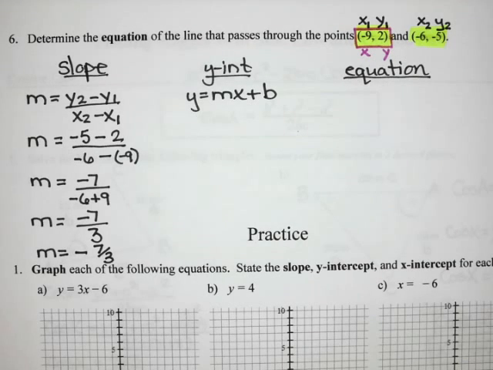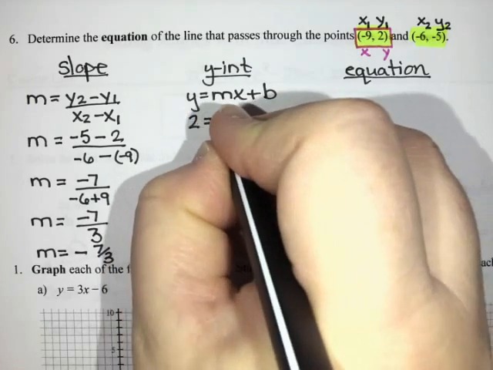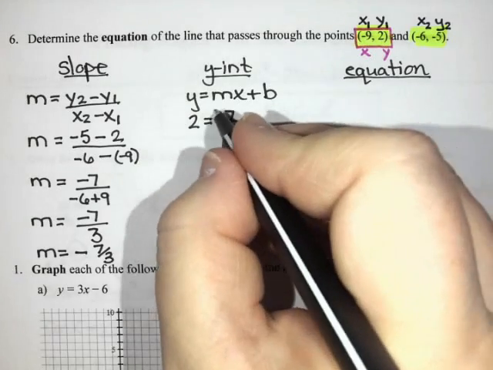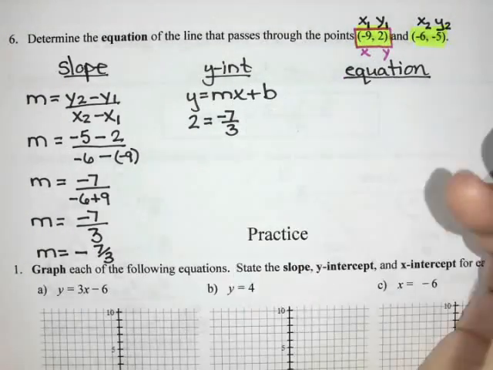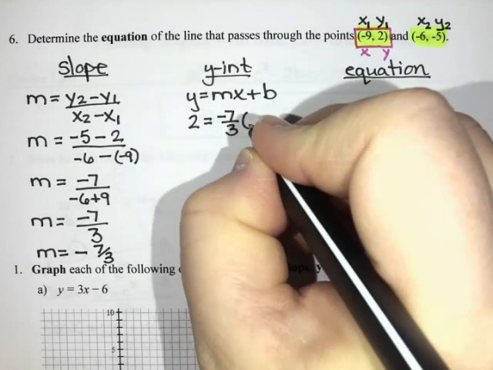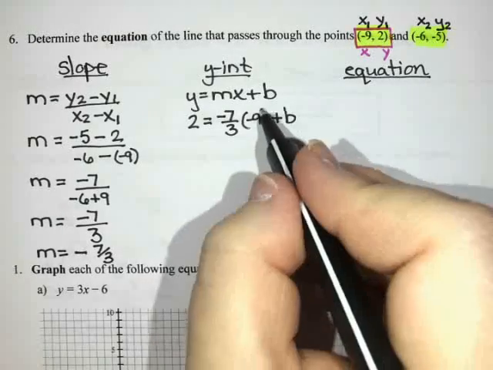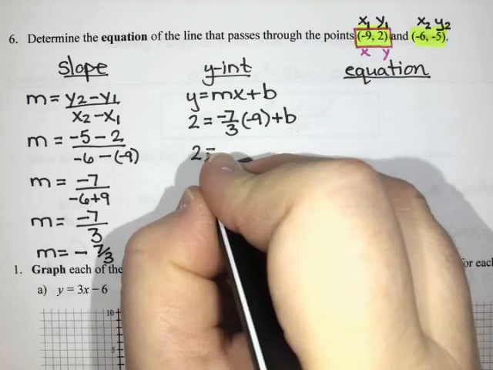For y, I'm going to put in 2. For m, -7 over 3. You'll notice I put that negative with the numerator, so I kind of went back to what it was before. And then times x, which is -9, plus b. All right, my next step is to multiply the -7 over 3 and the -9 together.